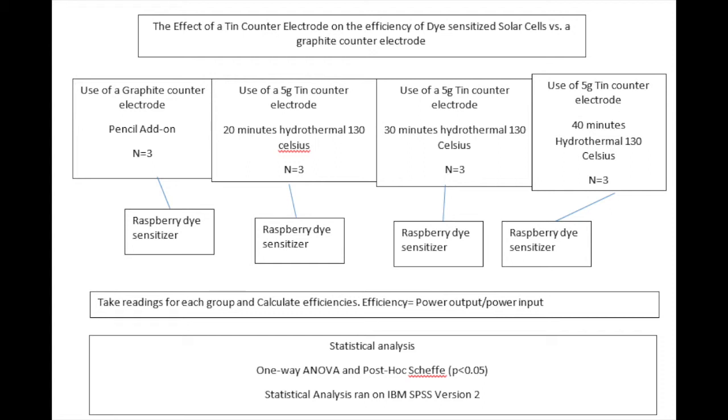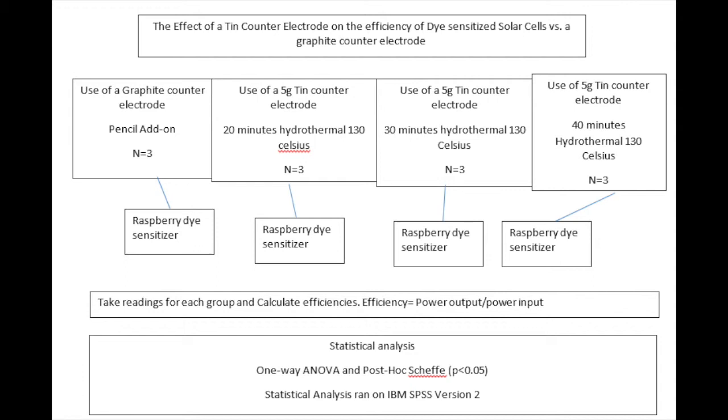My experiment will be split up into 4 groups. The first group will use a graphite counter-electrode and a raspberry dye. The graphite counter-electrode will be added on using a pencil onto the FTO glass. 3 dye-sensitized solar cells will be made for this group. The next group will use 5 grams of a tin counter-electrode and raspberry dye. It will be added on to the fluorine tin oxide glass for 20 minutes by hydrothermal means at 130 degrees Celsius. 2 dye-sensitized solar cells will be made for this experiment.